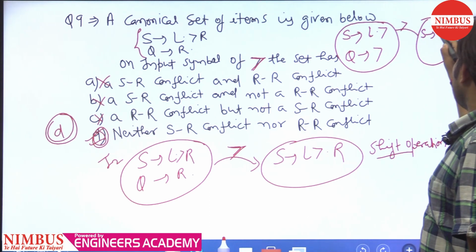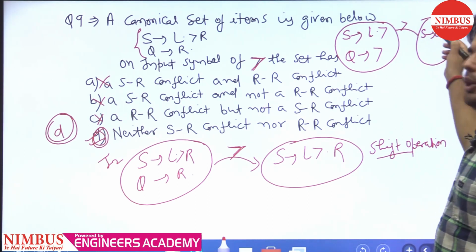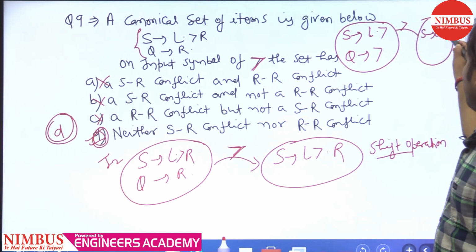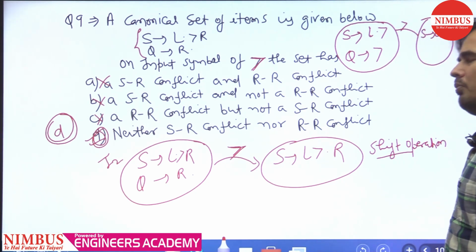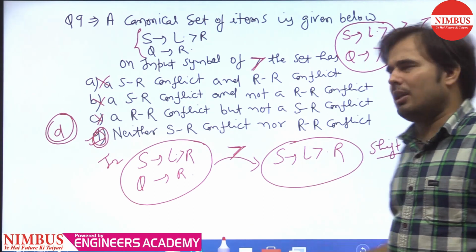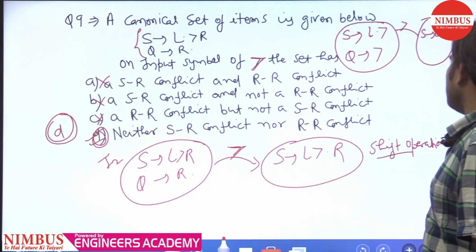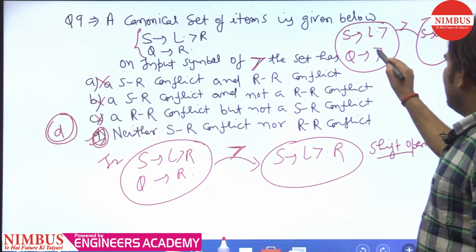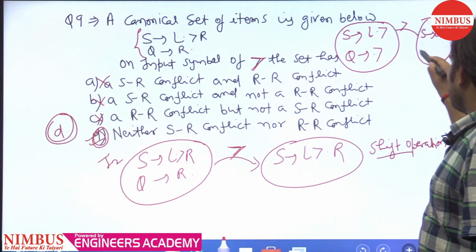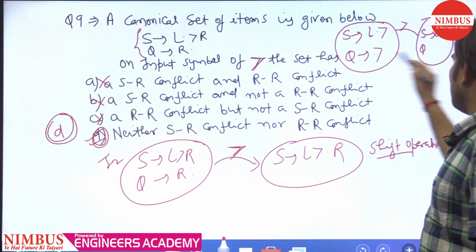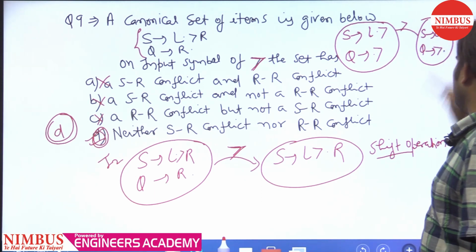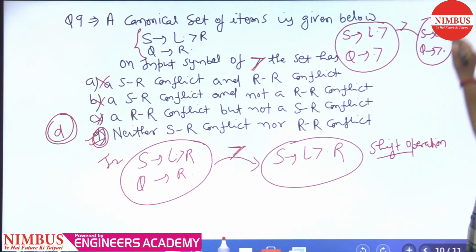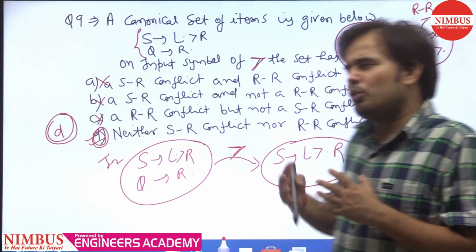So S tends to L greater than dot, means this grammar is fully reduced. After this dot we do not have anything, means we do not have any variable or terminal. So this production is reduced fully here. And when you give the greater than sign on this production also, this is also going to be fully reduced, okay.